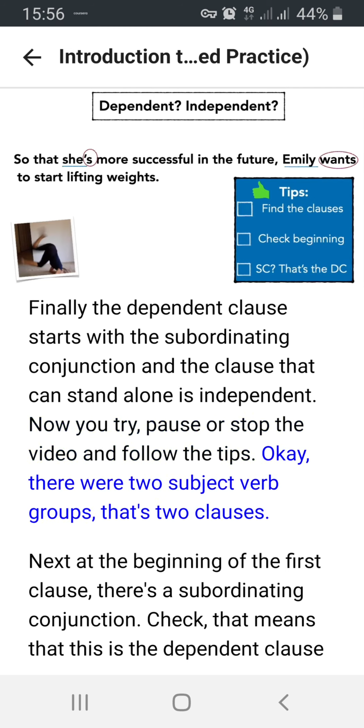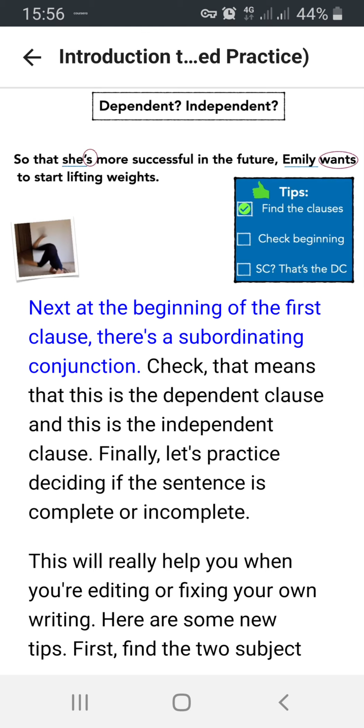Okay, there were two subject-verb groups, that's two clauses. Next, at the beginning of the first clause, there's a subordinating conjunction. Check. That means that this is the dependent clause and this is the independent clause.